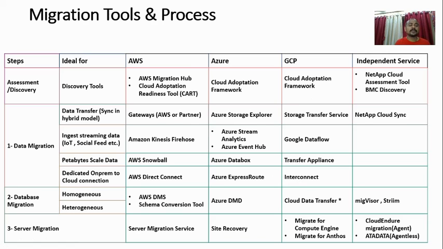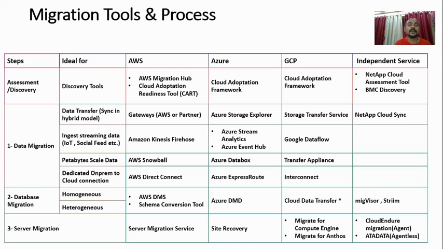Now, coming back to database migration. Homogeneous, like to like database, and heterogeneous, different database migration, both are possible. On AWS it is pretty much done through AWS Database Migration Service. Azure has a similar thing, Database Migration Service. GCP has Cloud data transfer or Cloud data migration service or API. However, that is mostly for homogeneous transfer, like to like.